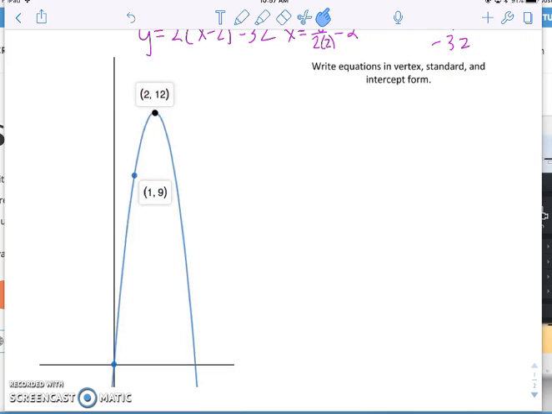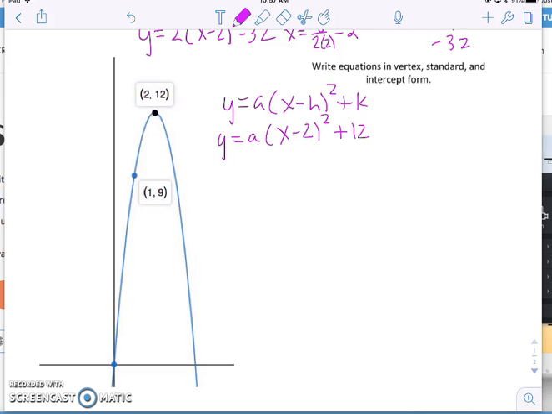Now if we notice here, we're given our vertex. So we'll start with vertex form. And if you remember, that was y equals a, x minus h squared plus k. So once again, we don't know our a, but we know that this would be x minus 2 squared plus 12. And now we have this other coordinate we can plug in. So 9 equals a. We can plug in our 1 minus 2 squared plus 12.